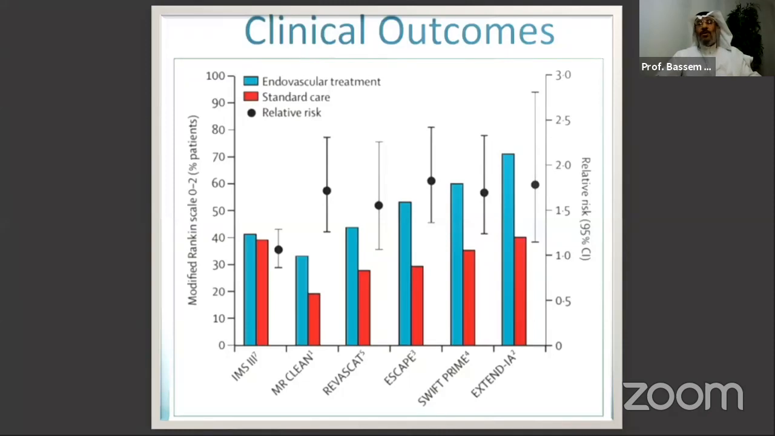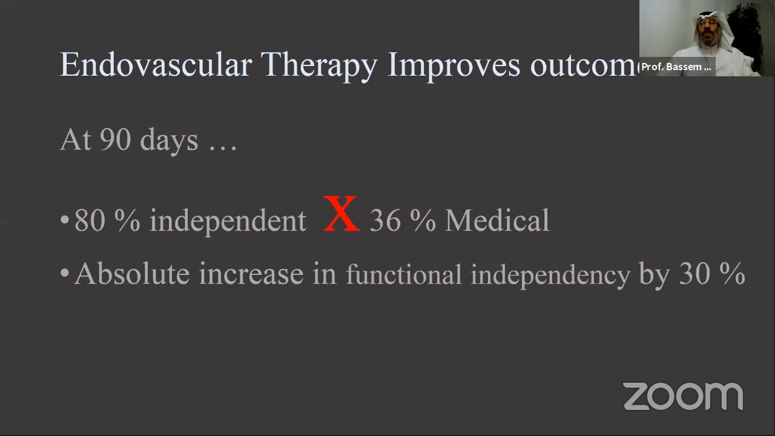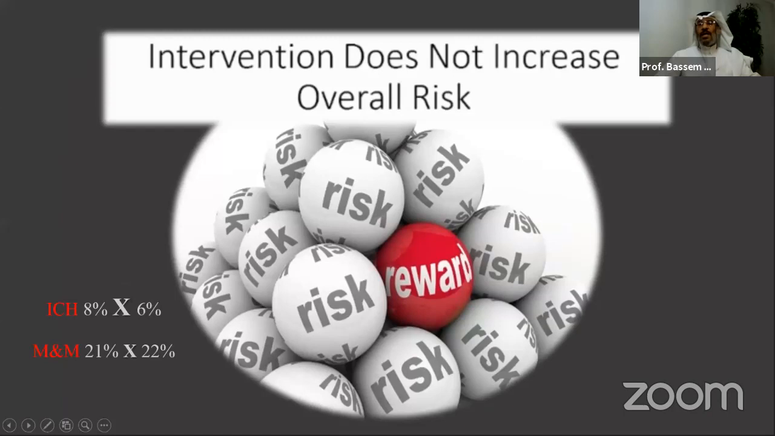With no doubt, we know that all clinical trials have come to the conclusion that utilizing mechanical thrombectomy always outweighs the outcome of standard medical care. Endovascular therapy not only improves the outcome overall at 90 days, but the person will become independent in 80% of those individuals undergoing the procedure. On the other hand, it's not risky. Comparing standard medical care and mechanical thrombectomy, there is no significant increase in intracerebral hematoma.